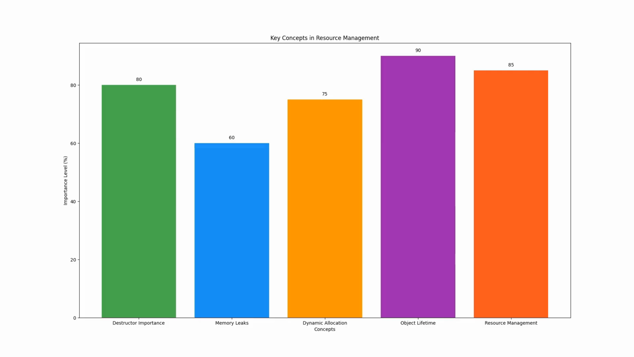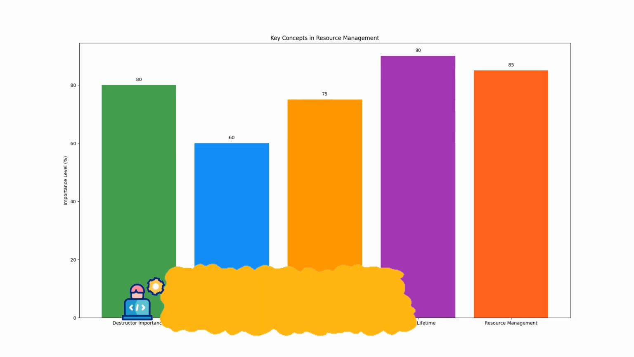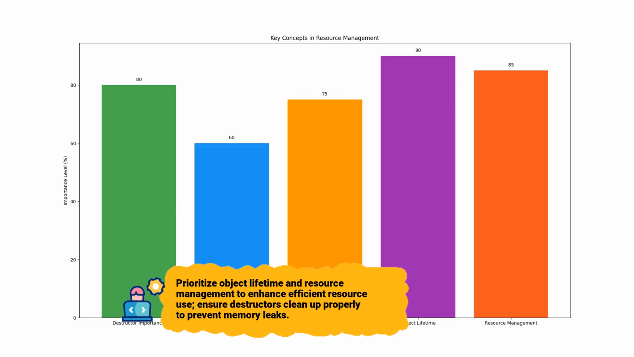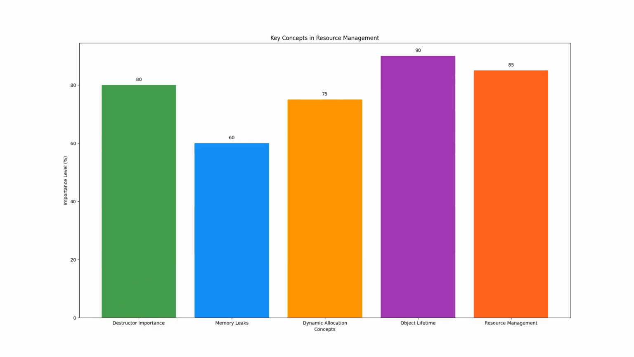Well, first and foremost, we see that object lifetime is rated highest at 90%. This indicates that controlling when objects are created and destroyed is viewed as the most critical aspect of resource management. Right behind it, we find resource management at 85%, which emphasizes the broad responsibility of classes to handle resources correctly. Now, destructor importance, sitting at 80%, underscores the need for explicit cleanup logic. This is something we really saw in our naive string destructor example.